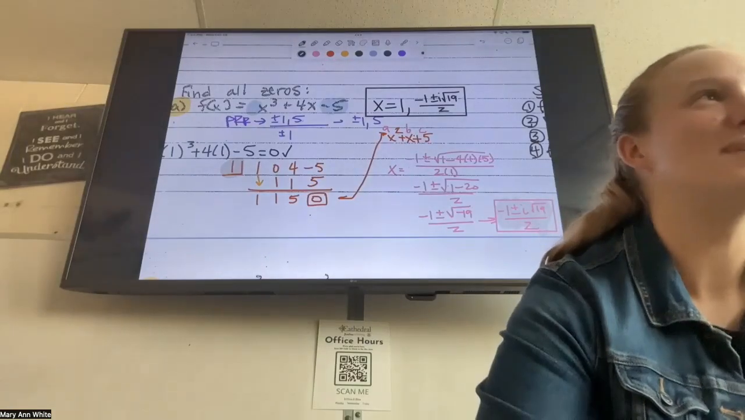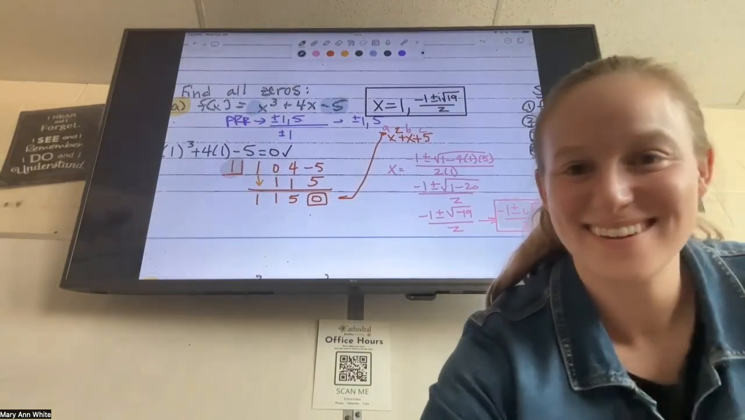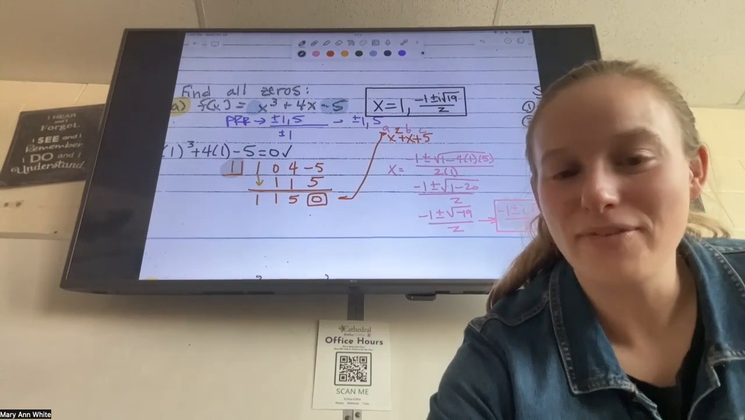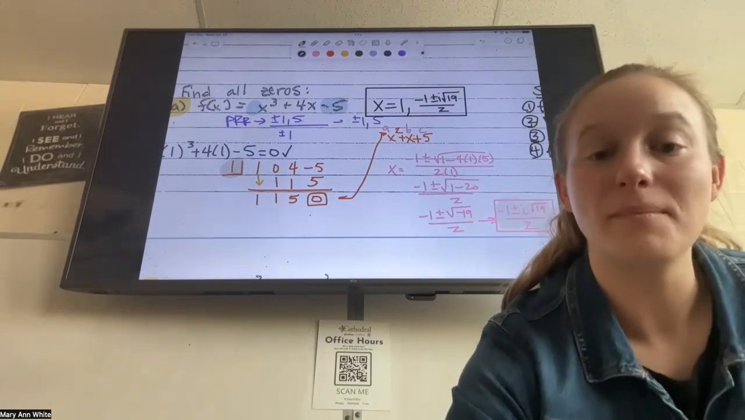The hint is you have to use PRRs at the beginning. Letter B, turn your paper over, do the next one.